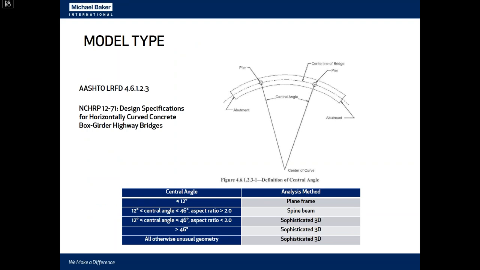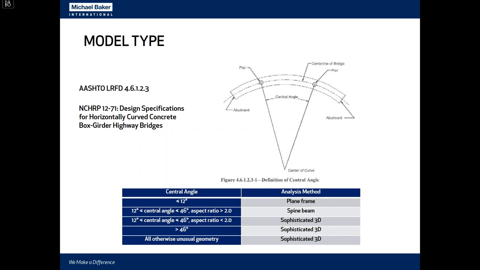Once the modeling considerations were established, I needed to determine if there were any design requirements that would also affect the model. And the two main references that we used for this were the AASHTO LRFD design code and the NCHRP report 12-71, which provides guidance on the modeling and design of curved concrete box girder bridges. These two references provided guidance on when to use different model types for a curved concrete box girder.